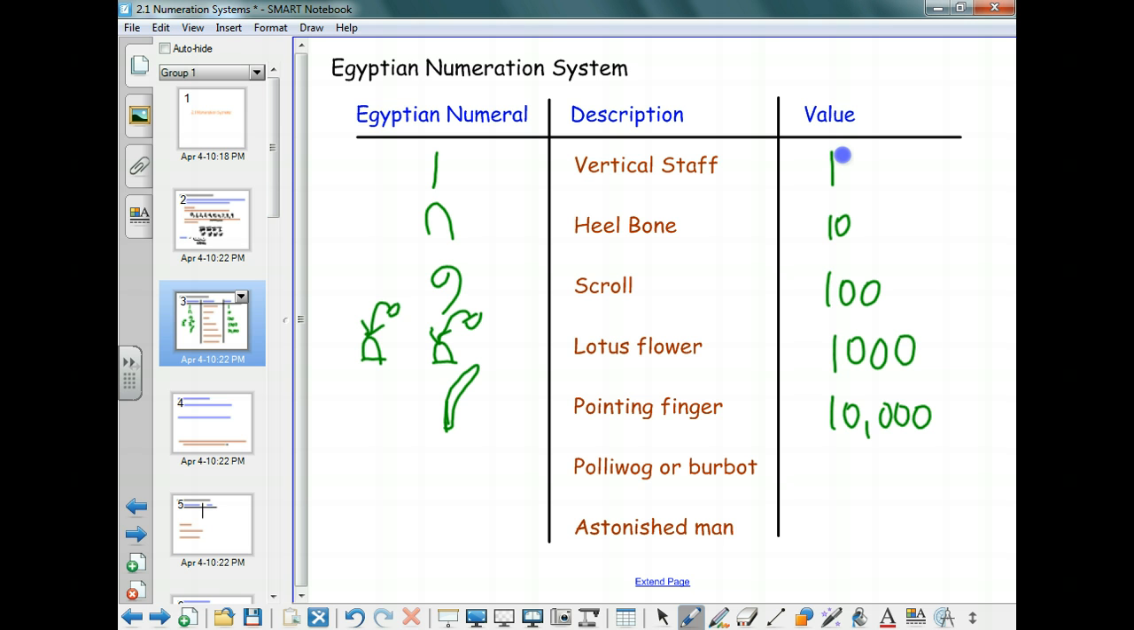Next one is the polylog or Virgo fish, a type of fish, and I do not draw these well either. Some of the researchers I've had call this a tadpole. Oh yeah, you see a fish? Pretend you do. And it's worth 100,000.